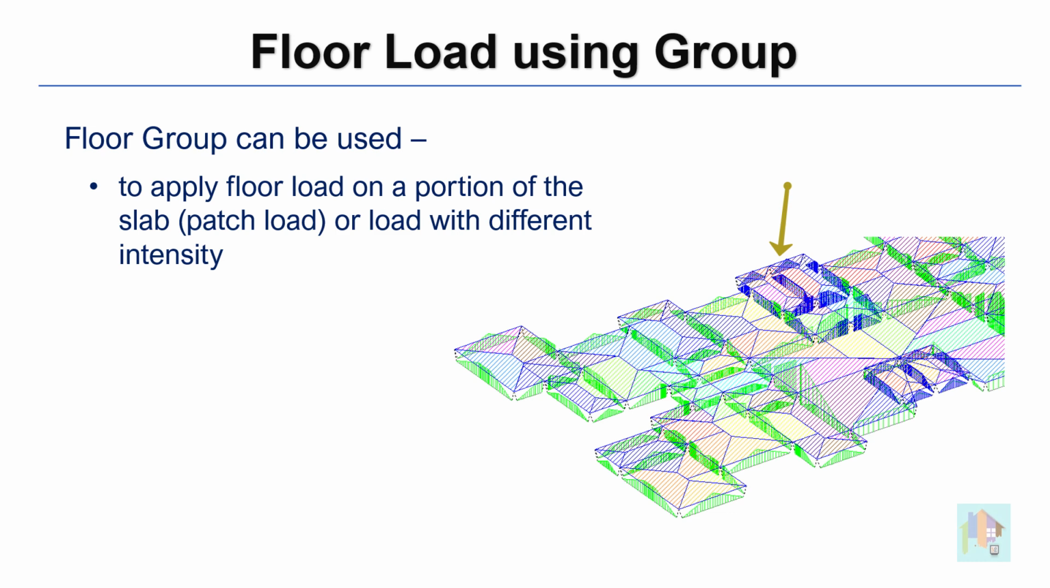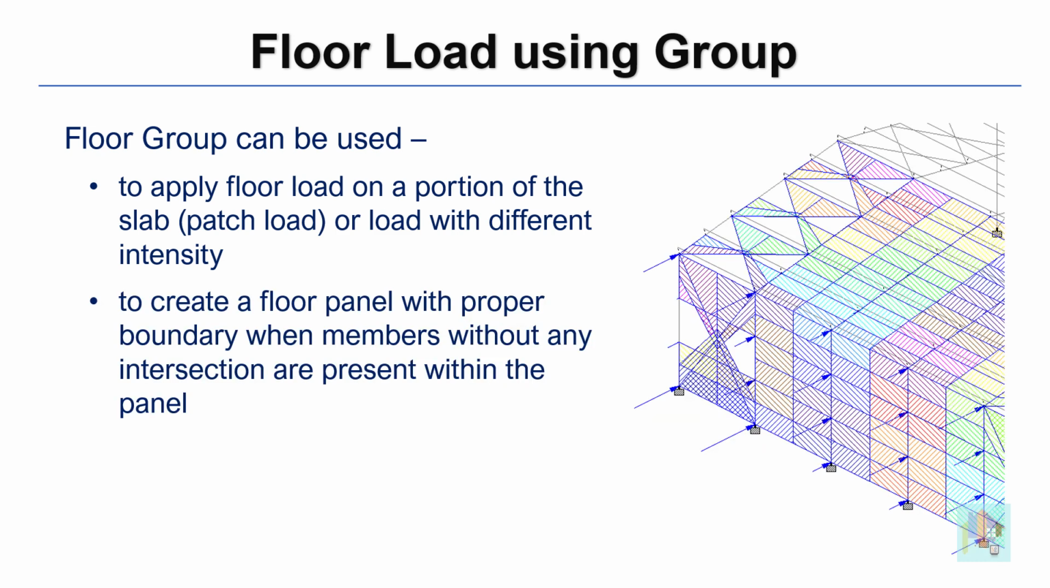If there are a few members in a panel without any intersection, like a bracing, during floor panel generation, program is unable to identify this panel properly, which results in incorrect floor load distribution. I think you have noticed this type of floor load generation problem in your model. We can eliminate this problem using a floor group with defined panel boundary.